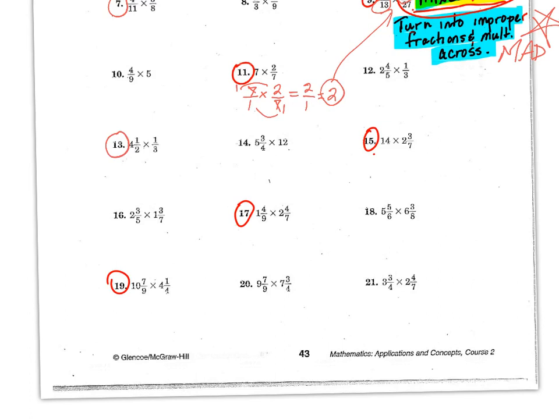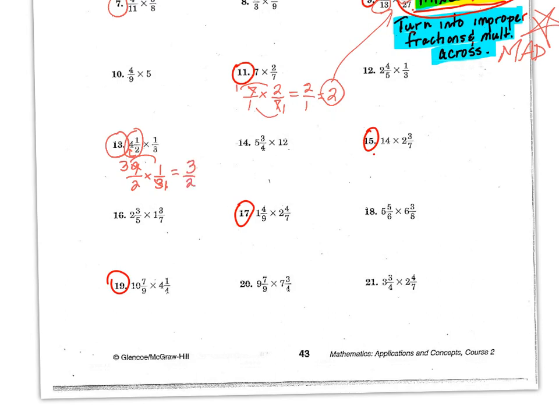13 says 4 1/2 times 1/3. This is a mixed number, so I've got to get MAD. 2 times 4 is 8, plus 1 is 9 over 2, times 1/3. Now I'm back to what I was doing before. So 3 goes into 9 3 times, and it goes into itself 1. So now I go straight across, and I get 3 over 2.